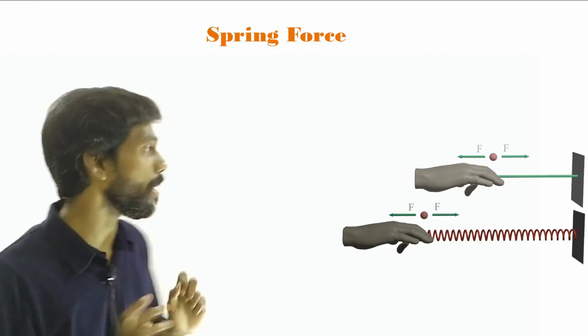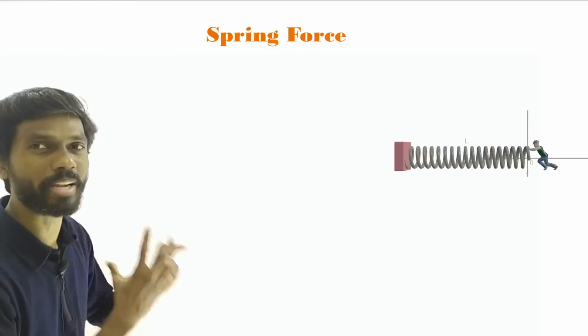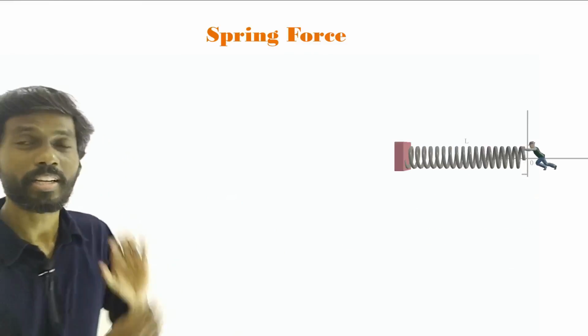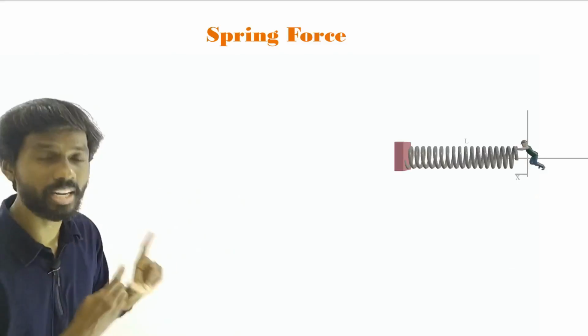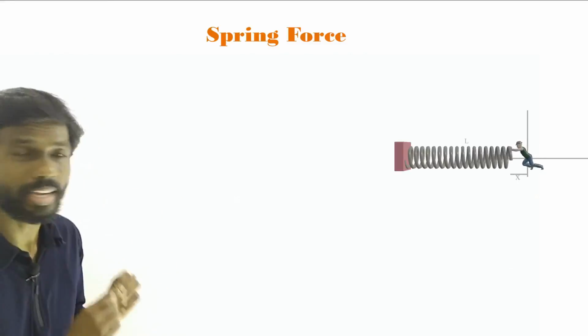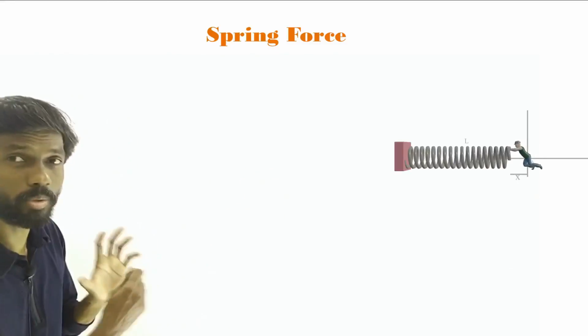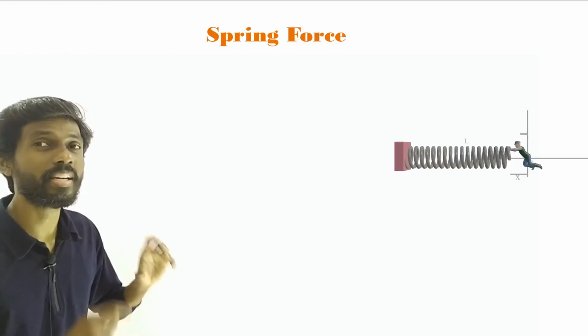So take this example. See, this is a massive spring. Our Chintu is trying to compress the spring. So now initially the natural length of the spring is L. Now it is reduced to L minus X. So X is the compression.